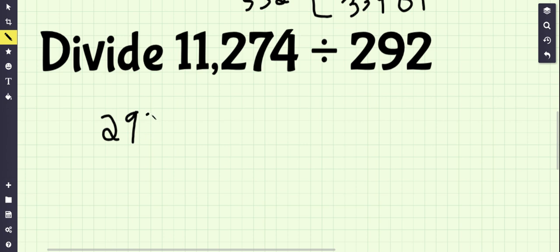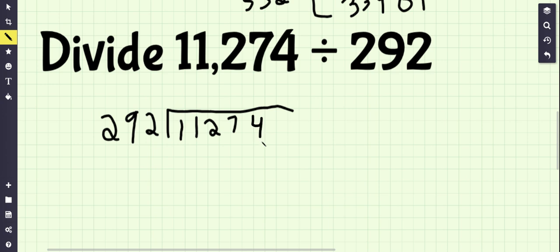292. And then we have to put 11,274 inside, since the dividend always goes inside the box. The divisor always goes out here. Second number out here, first number in here. Always. Doesn't matter if it's small.